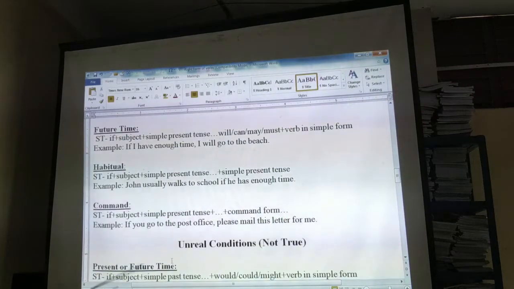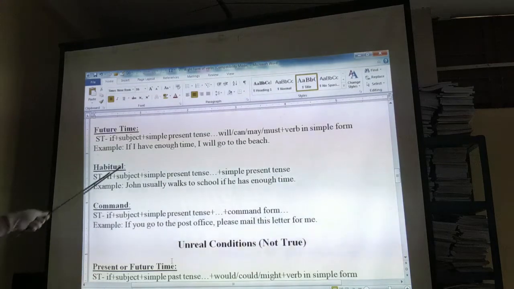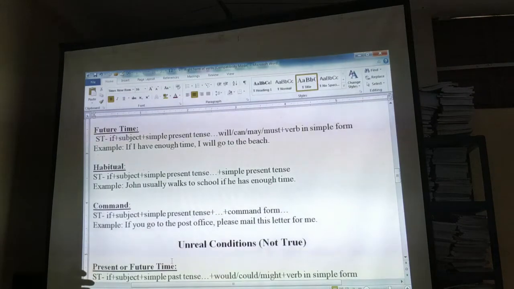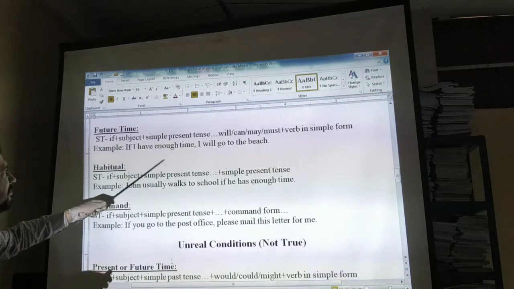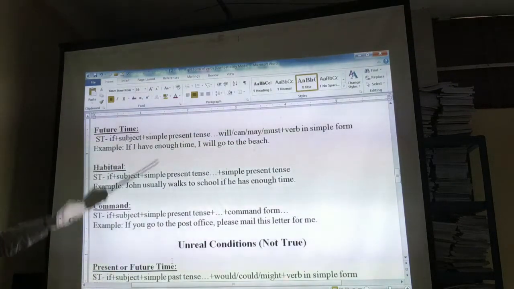See, habitual. Oh, see one thing. If I have enough time, I will go to the beach. So, this is possibly true. If you have enough time, you will go to the beach. This is possible. If this one is possible, so this is a real conditional sentence.